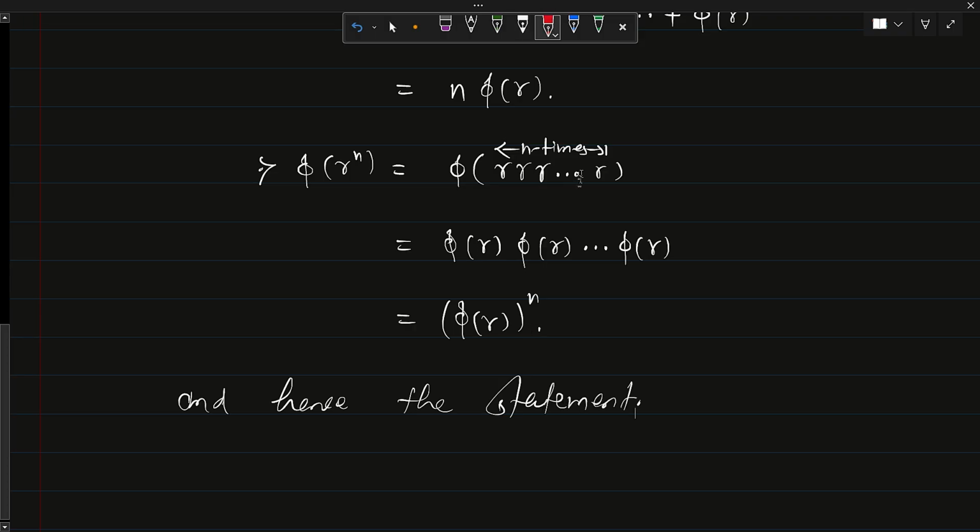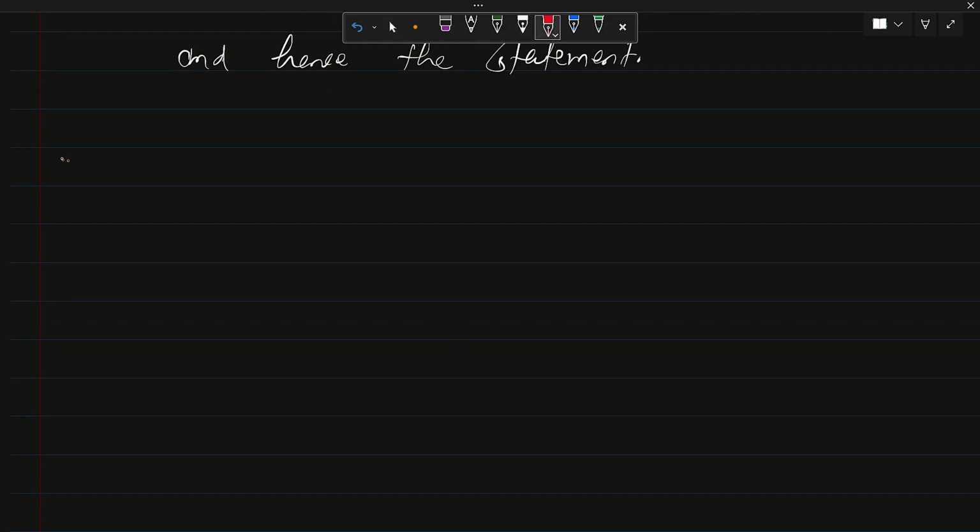Now come to the next one. So we are having the second statement as phi of the set A, where A was given as a subring, that is equals to phi of a such that a belongs to A, A is a subring of R, right? So let us try to prove this.